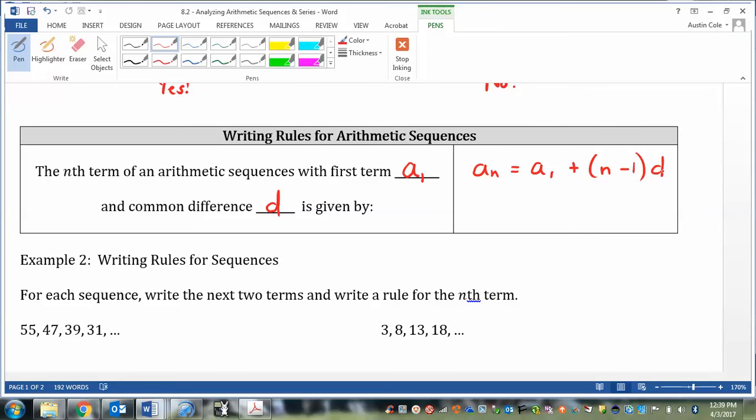Okay, so a sub n is just any particular term in the sequence. So a sub 1 is the first term in the sequence, and then d is our common difference. All right, and n will always be in our rule. You think about the one we did over there. There's always going to be an n or an i or a k to represent our unknown.